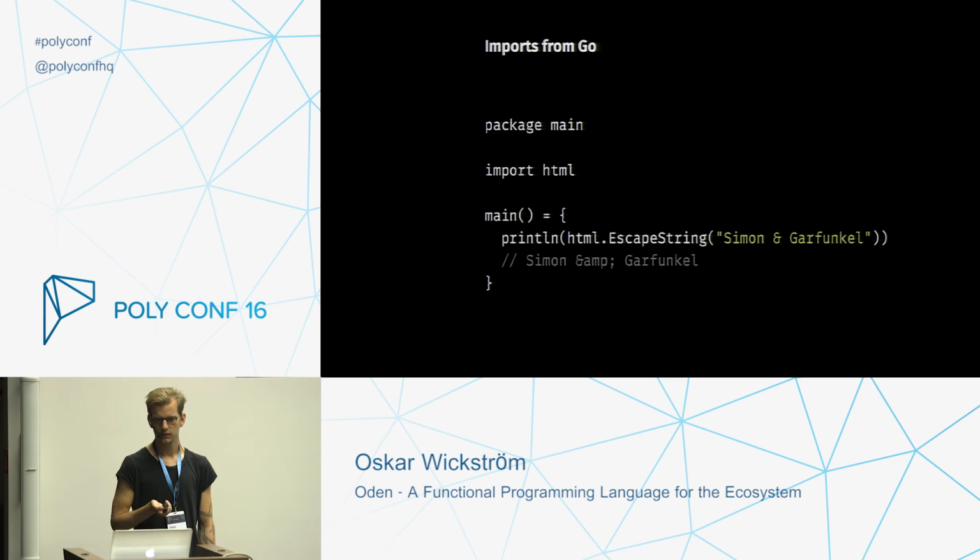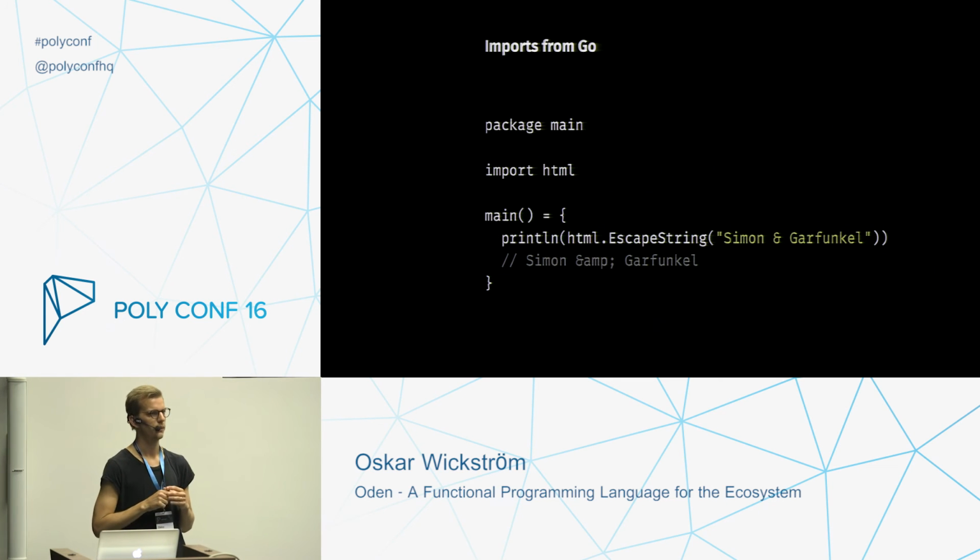And you can also import packages from Go. So this is what I was talking about with the easy interop and getting started. You can only import a limited set of types right now because I haven't done all the mapping and all. It's basically you have to support most of the Go language in Oden to be able to import it directly like this. But some simple functions work. So here we're importing the HTML package from Go and using a function in it.